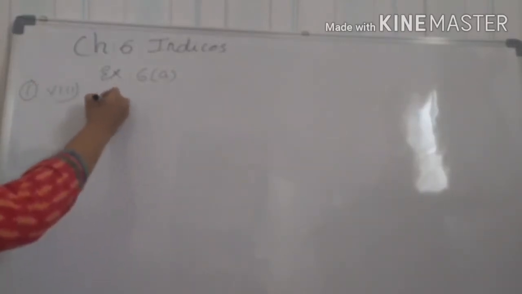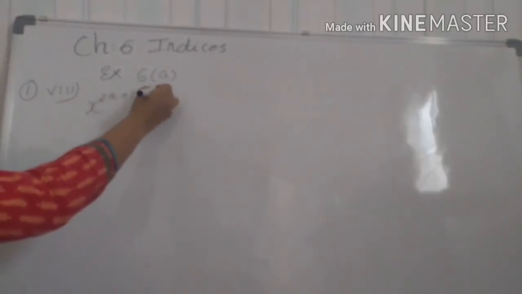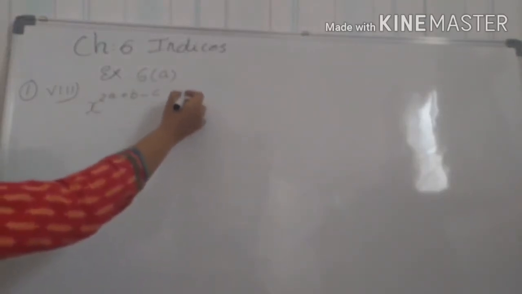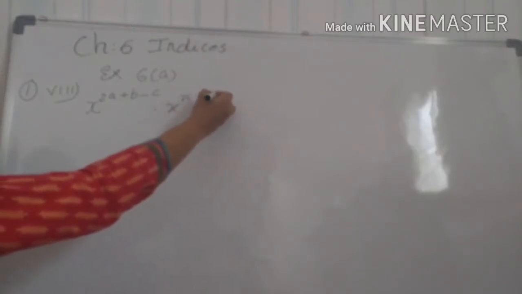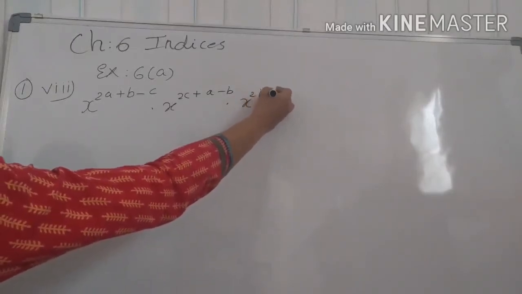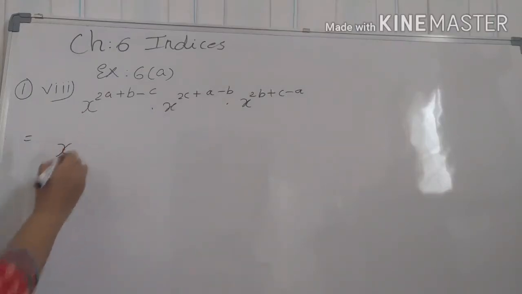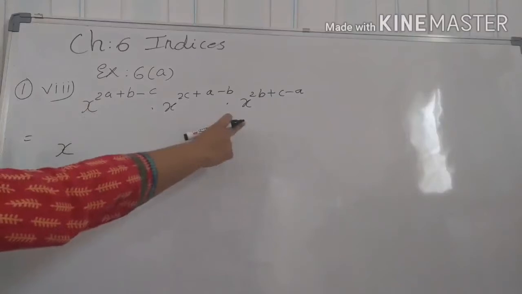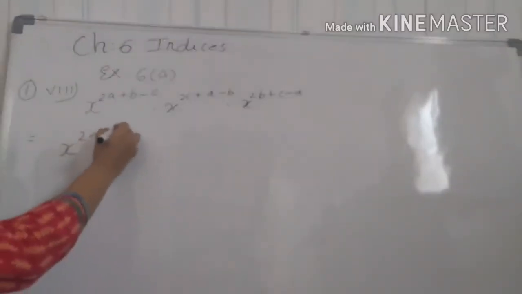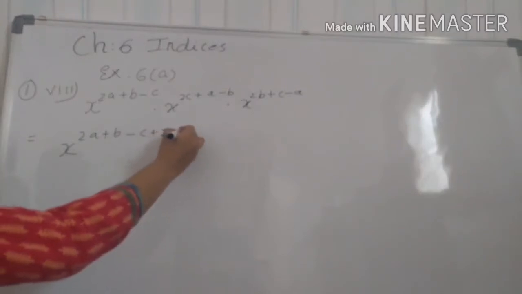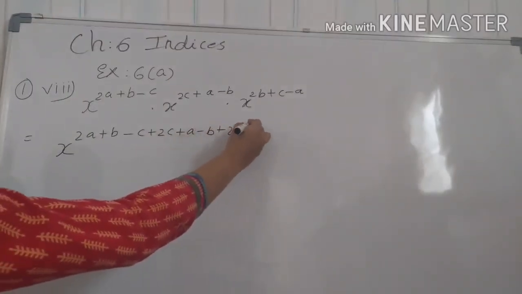Now exercise 6a, question number 1, I am taking question number 8. So in this question, x raised to 2a plus b minus c into x raised to 2c plus a minus b into x raised to 2b plus c minus a. So into sign means multiplication. Now according to law, when the base similar, we add the powers. So 2a plus b minus c plus 2c plus a minus b plus 2b plus c minus a.